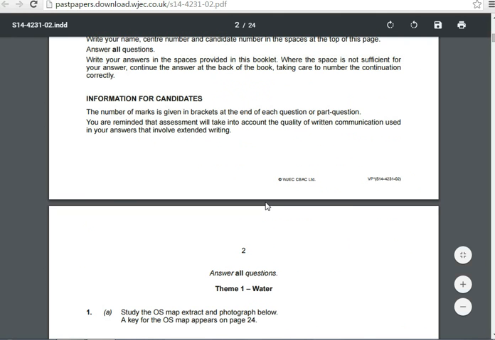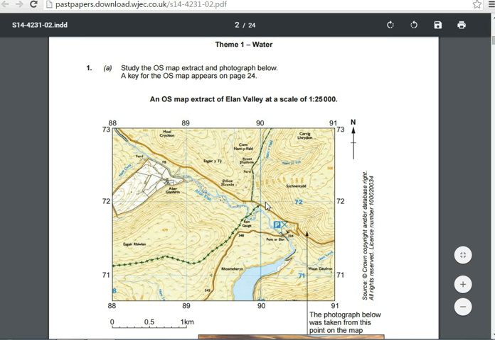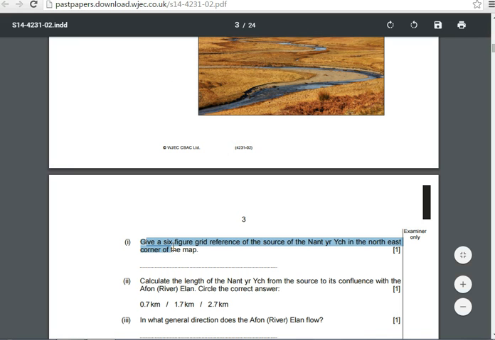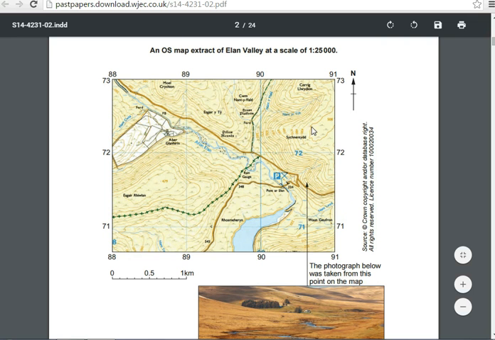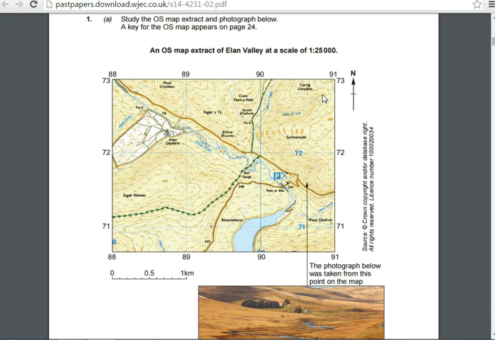If we move on to another question here then, this is from 2014. Again, in the rivers question, they've given you a map. And the first question on their exam paper says, give a 6-figure grid reference for the source of the river in the northeast corner of the map. Source obviously means start of the river. Here's the river, northeast corner. So we're looking at about there, and we've got to be as accurate as possible.